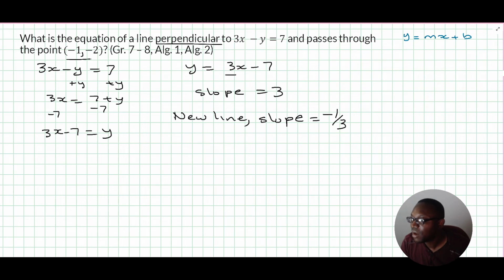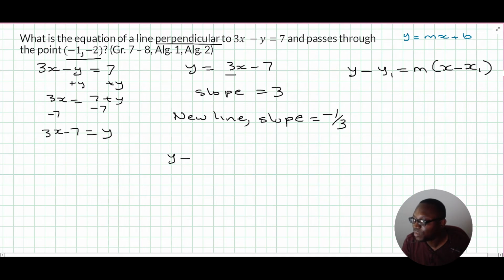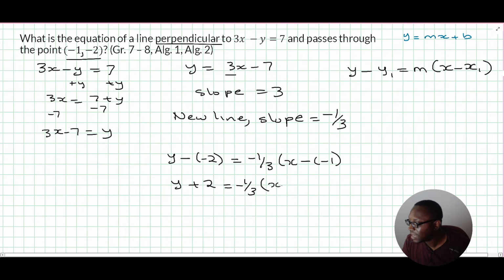Okay, now we have a point that it passes through. We're going to use this formula: y minus y1 equals m, the slope, times x minus x1. So we have y minus -2 equals the slope -1/3 times x minus -1. So this is y plus 2 equals -1/3 times x plus 1. So now we have y plus 2 equals -1/3 x minus 1/3.